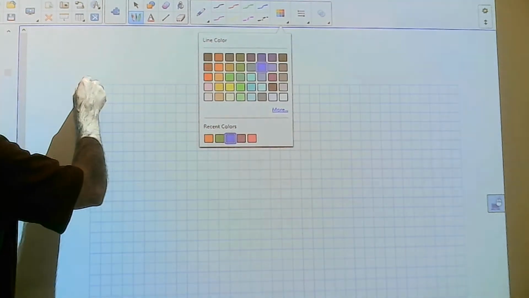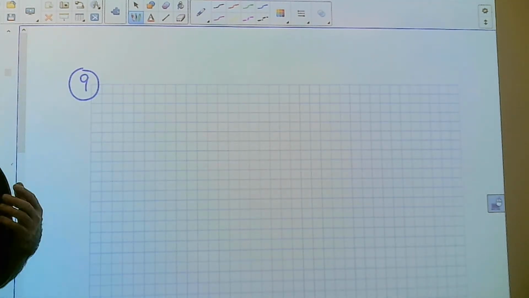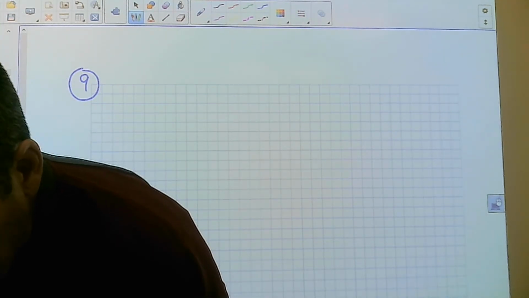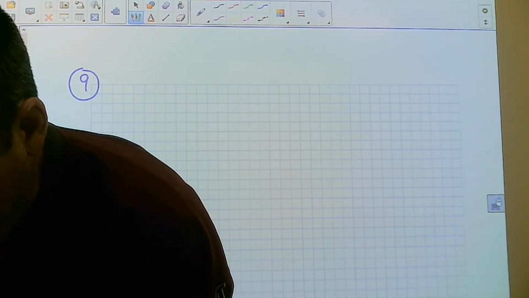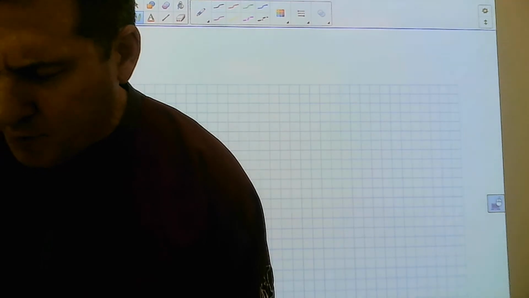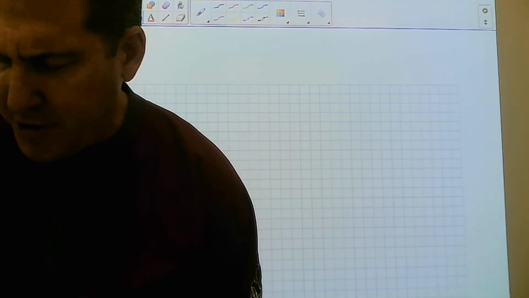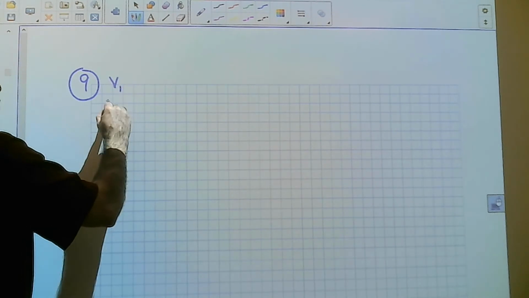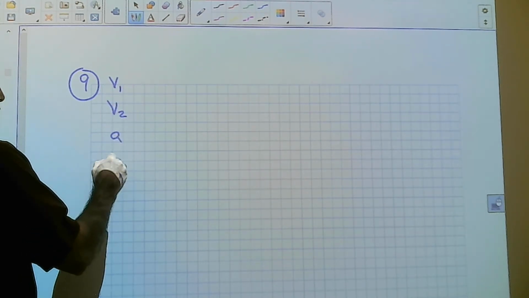The only thing different about number 9 is we're throwing the ball. So number 9: a stone is thrown straight down from a cliff at 6 meters per second, reaches the bottom in 3 seconds. How high is the cliff?